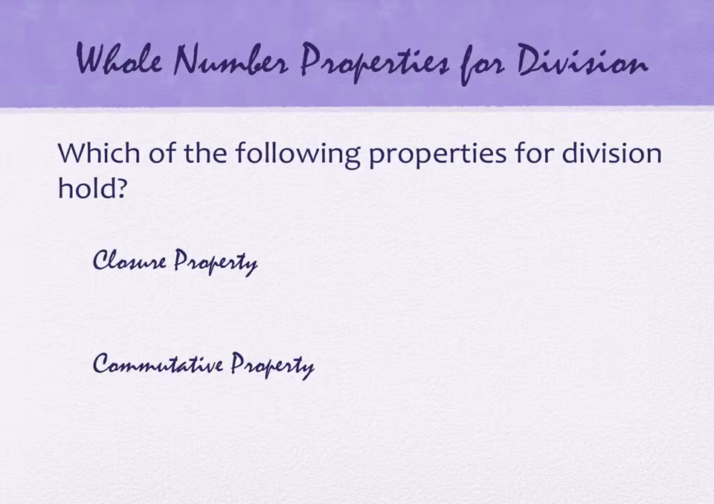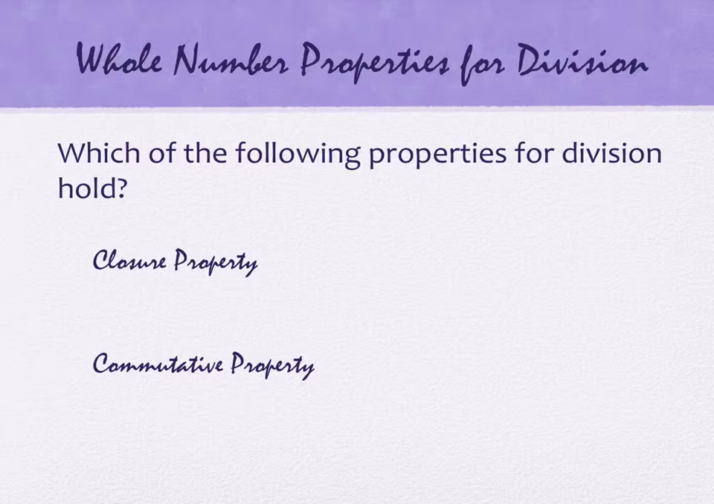All right. We're going to finish up this section. Get my words in the right order. Whole number properties for division. So we've talked about whole number properties for addition and subtraction, and we found out there really weren't any, right? Multiplication, we had a whole bunch of them, and now we're going to do division.